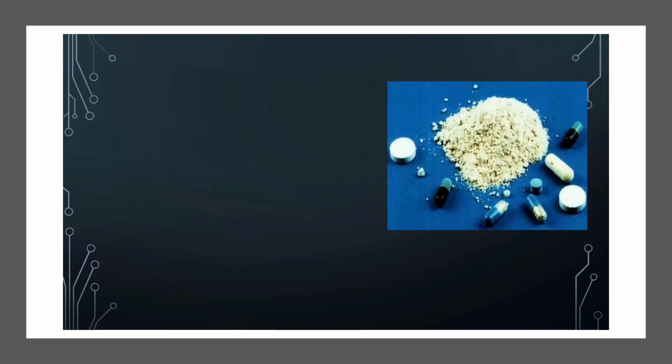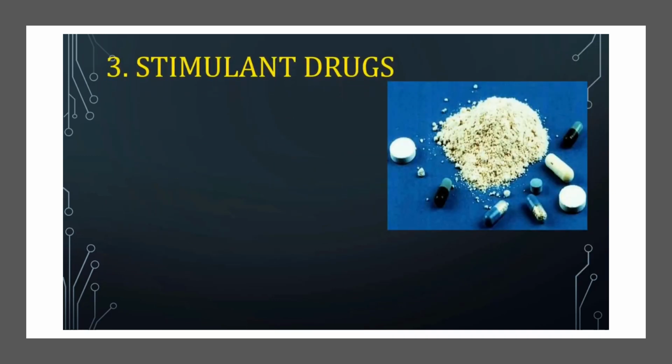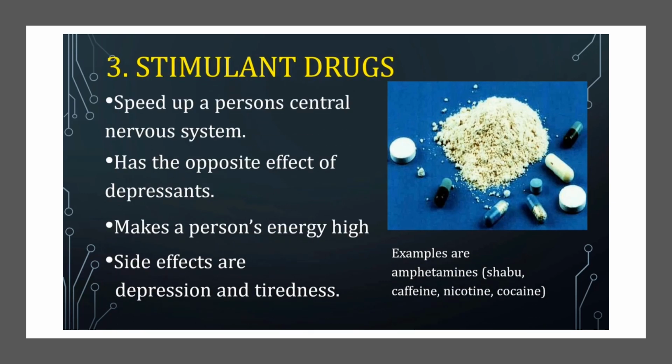Next to depressant drugs, we have stimulant drugs. Stimulant drugs speed up a person's central nervous system. Actually, they have the opposite effect of depressants. They make a person's energy high. The side effects are depression and tiredness. Examples of stimulant drugs are amphetamines, known as shabu, caffeine, nicotine, and cocaine.